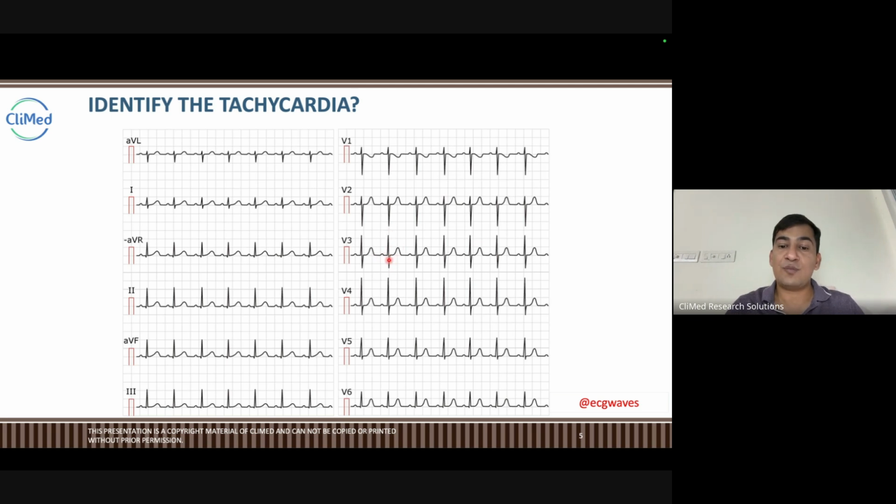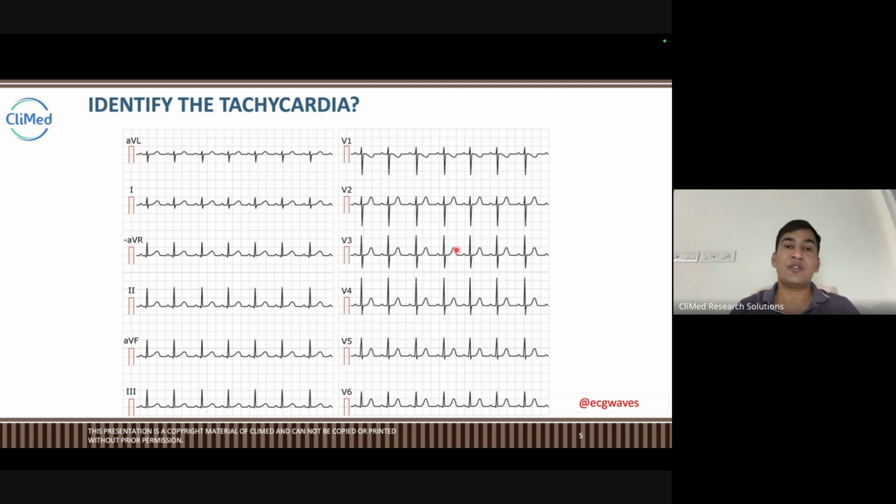P, QRS complex, T. P, QRS complex, T. P, QRS complex, T. However, the distance may be less between R and R, but P, QRS, T, everything is intact. There are no changes. There is no upward or downward deflection.